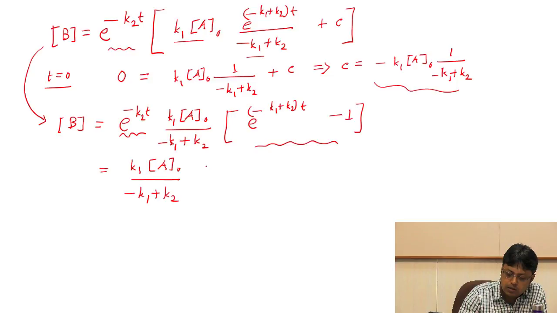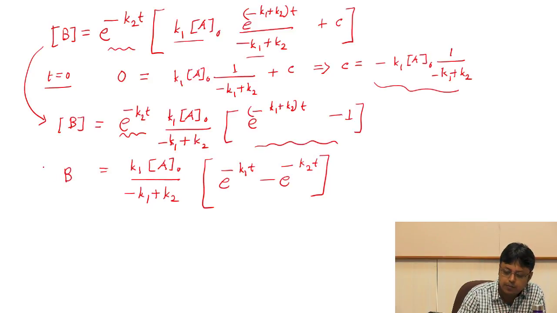So let us do it. If I multiply by e to the power minus k2t, so e to the power plus k2t cancels out here. So the first term is e to the power minus k1t, and the second term is minus e to the power minus k2t. So this is the expression for B.